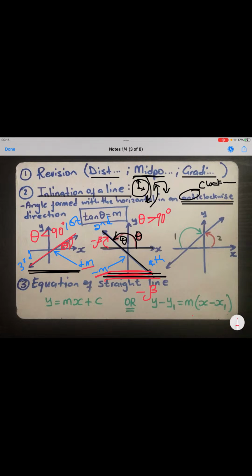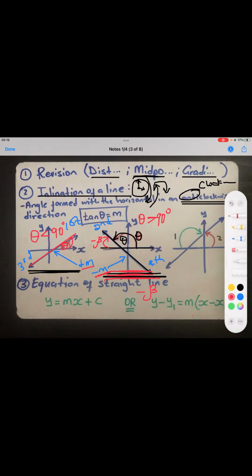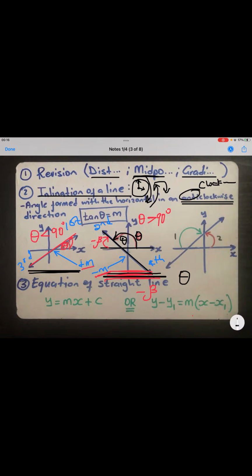So that means this is where your teacher is going to say, the moment you get a negative angle, you are therefore going to say angle of inclination is equal to 180 minus that angle that you got. And you are therefore going to get a positive angle, which is obviously greater than 90 degrees.